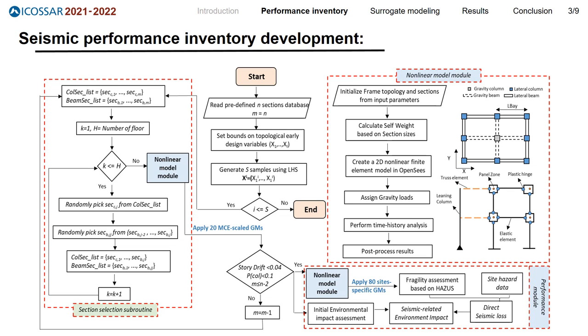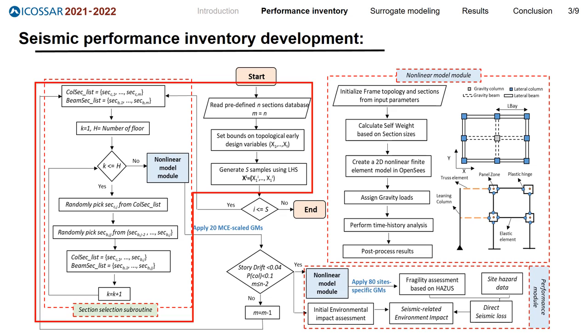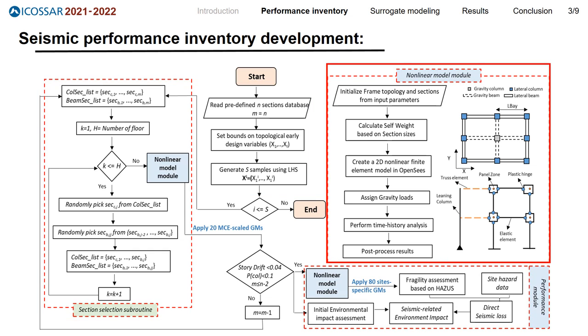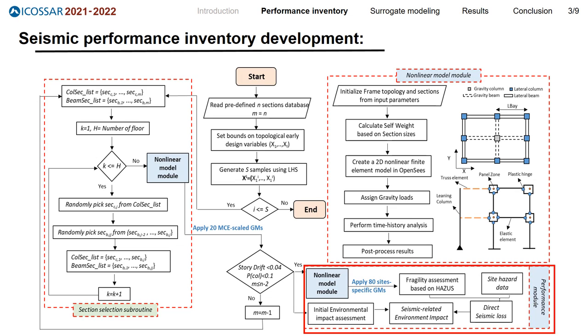The workflow comprises three modules. First, the Latin hypercube sample is used to sample basic parameters that can represent the topology variation of this class of buildings. The second module then uses sample geometry and section design data to auto-generate nonlinear finite element models in an open source platform called OpenSees, and then subject them to 80 site-specific ground motions, resulting in more than 72,000 simulations. The third module post-processes the results of the second module and combines them with hazard and construction data to derive a structural repair cost.